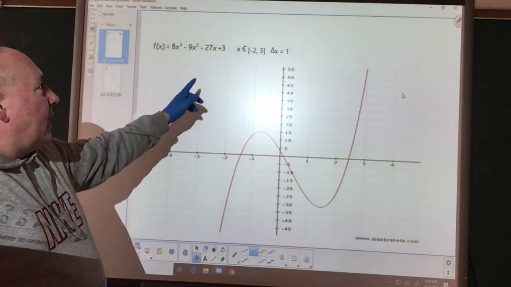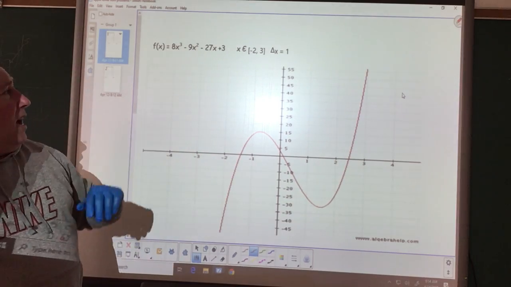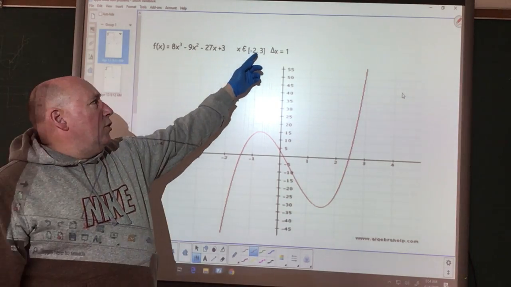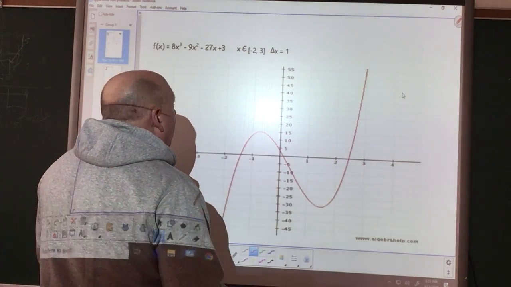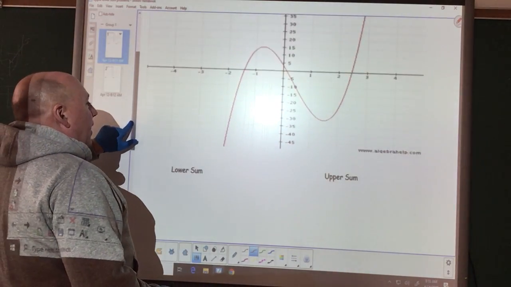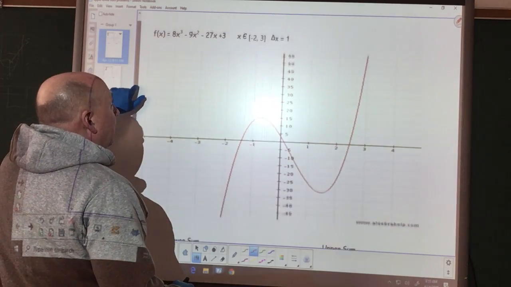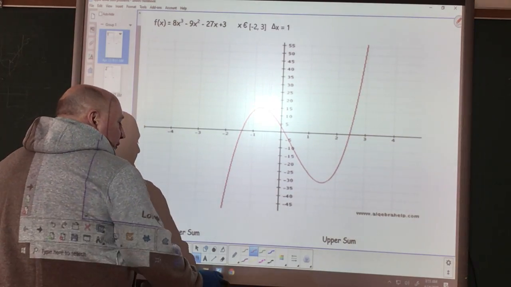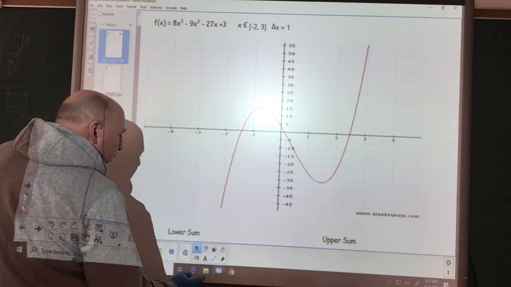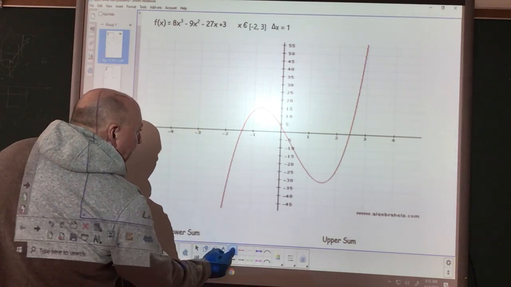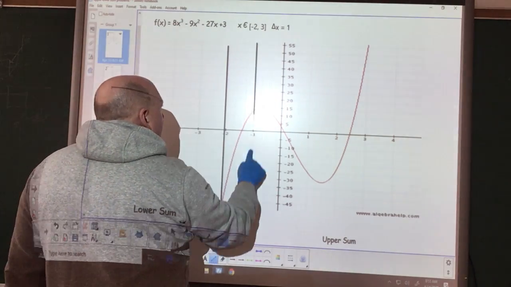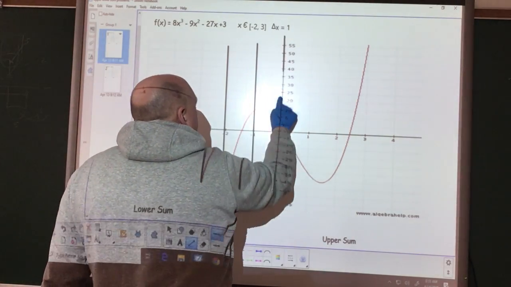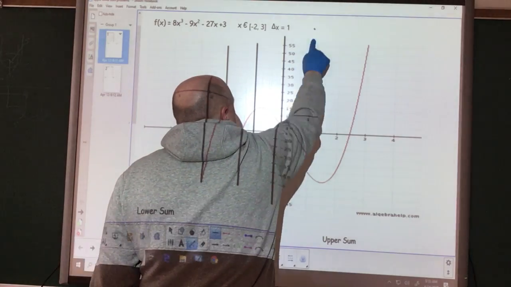So if I take a look at, here's my function, an interval from -2 to 3, and I have a delta x of 1. So what I have here in regards to my intervals, okay, the first step I have to do is draw vertical lines at my partition values.